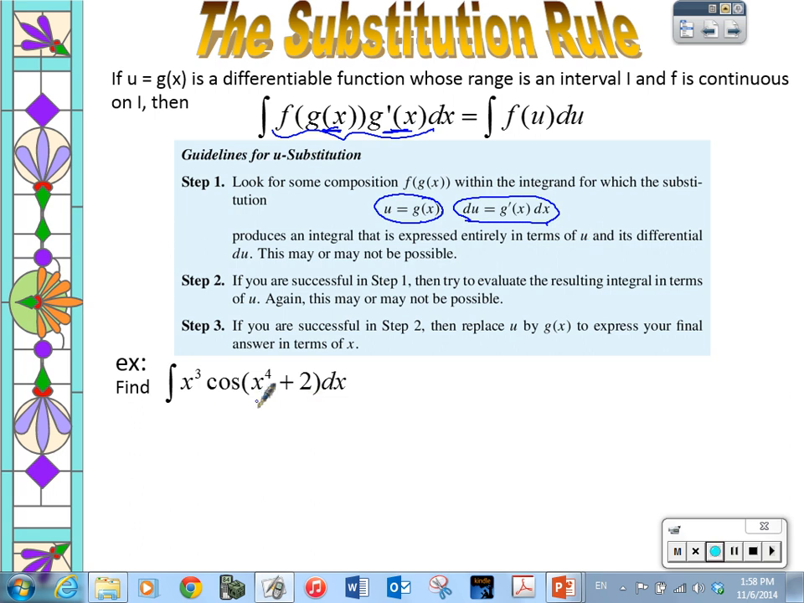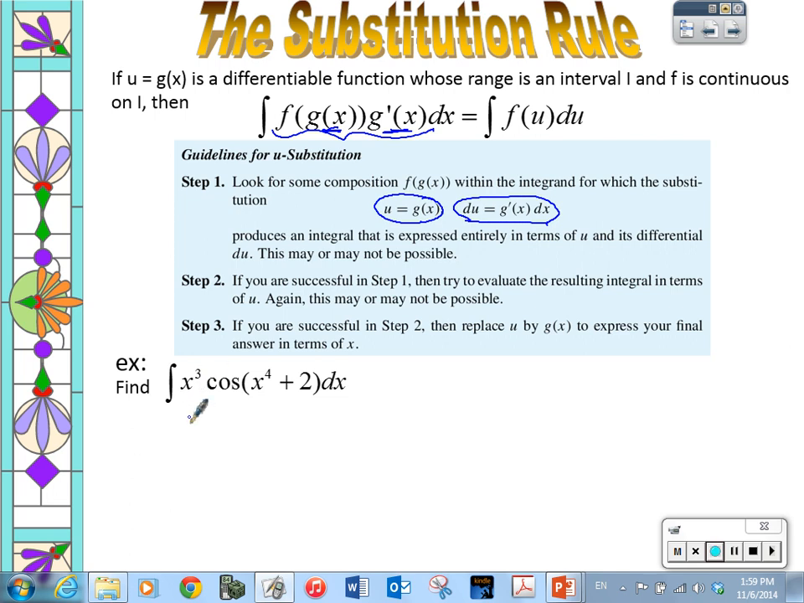We have some options here on what we could make U. I could make cosine U, but I don't have the derivative of cosine. Sine's not there, so that's not really a good choice, so we won't pick that. I could make x cubed U, but the derivative of x cubed is 3x squared. I don't have an x squared in there, so that's not a good choice. Or I could make U x to the fourth plus 2, and the derivative of x to the fourth is 4x cubed, and I do have an x cubed here.